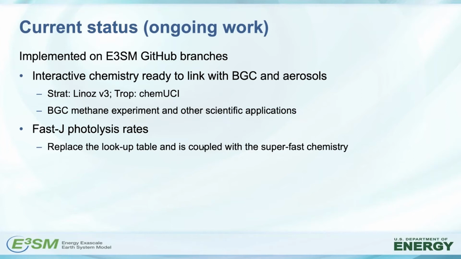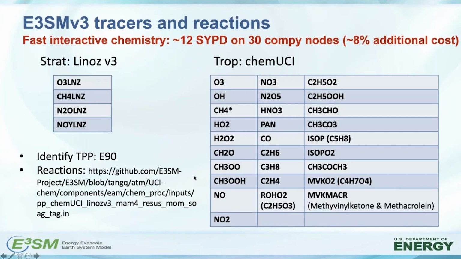In the following few slides, I'm giving you some detailed information about the E3SM V3 tracers and the reactions. A major point for the E3SM V3 chemistry is that it's fast, which is critical for climate models to have interactive chemistry, and is the major reason why it is normally not included in previous climate models.